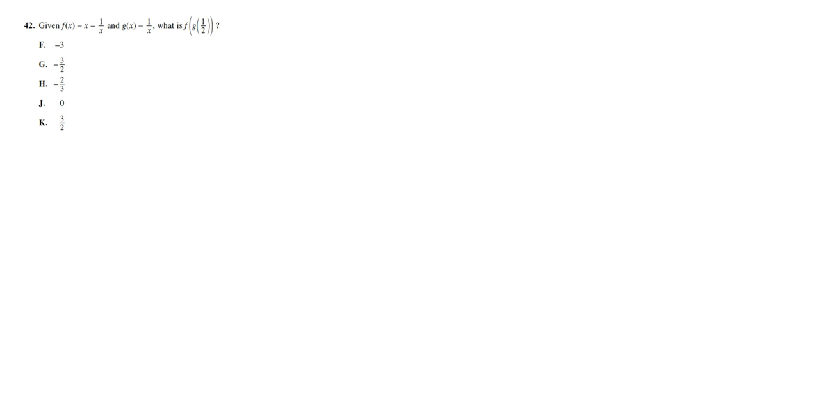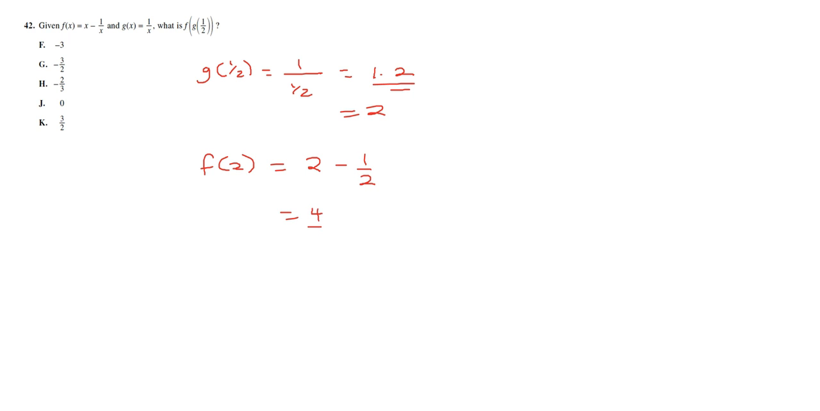If f of x equals x minus 1 over x and g of x is 1 over x, what is f of g of 1/2? So the first thing we're going to look for is what is g of 1/2, which is 1 divided by 1/2, which is 1 times 2. And that's going to give us 2. So now we look for f of 2, which is 2 minus 1 over 2. Let's make them the same denominator, 4 over 2 minus 1 over 2. That's going to give us 3 over 2.